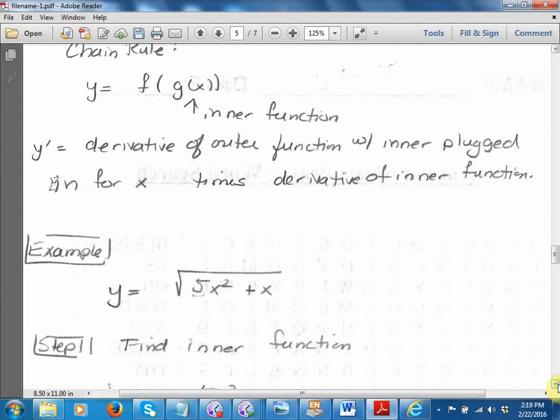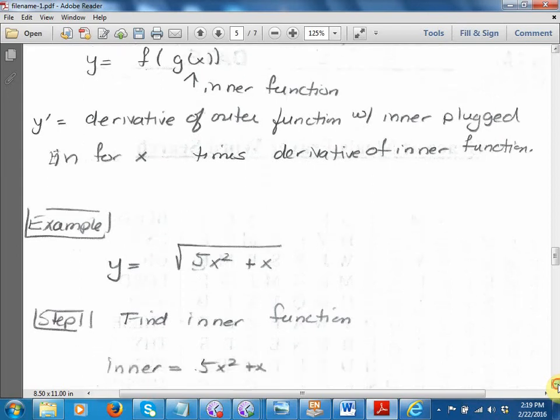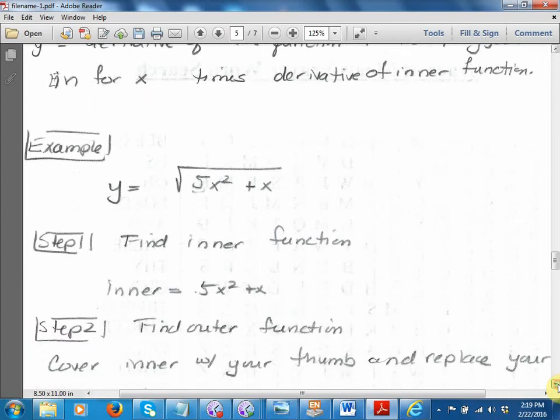So the derivative has a complicated form. It's the derivative of the outside function with the inside function plugged in for x, times the derivative of the inside function. None of that makes sense until I actually run through an example. So I'm going to run through that. Step 1, find the inner function. You just did. It's 5x squared plus x.